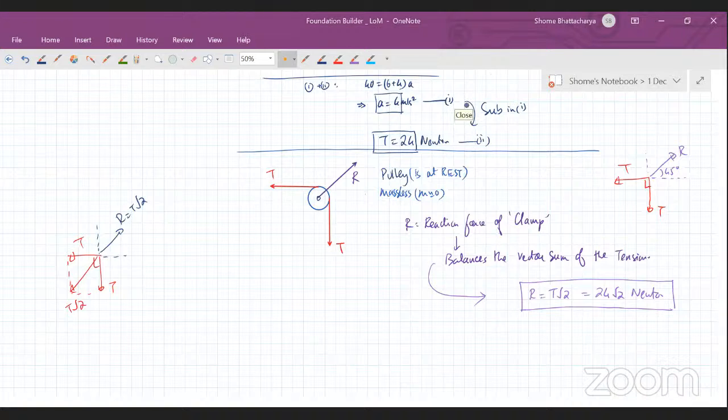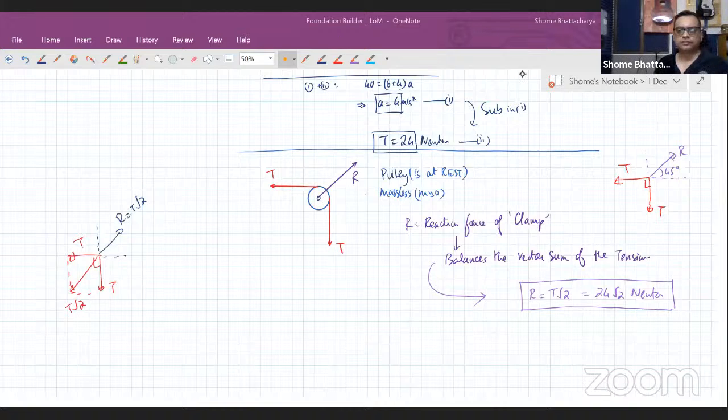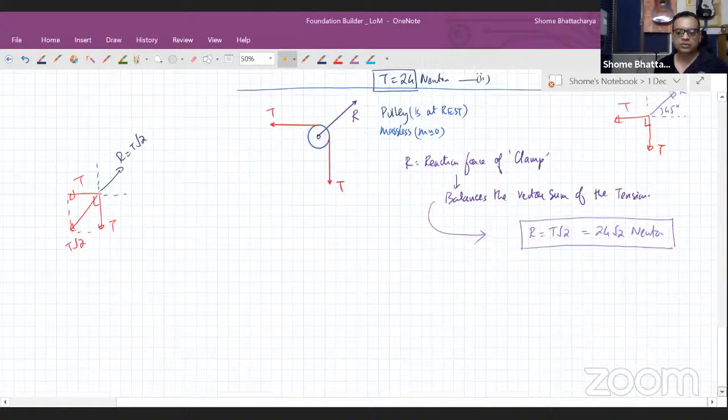Okay, so hope this is clear. So these are some of the other things that can be asked as questions in pulley-based systems. Okay, to find out the tension in the thread and the reaction force at the axle of the pulley or the clamp of the pulley, whatever be the case.